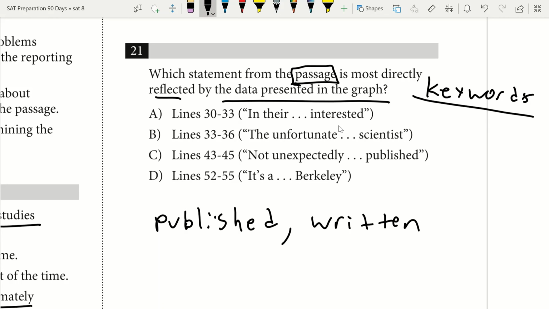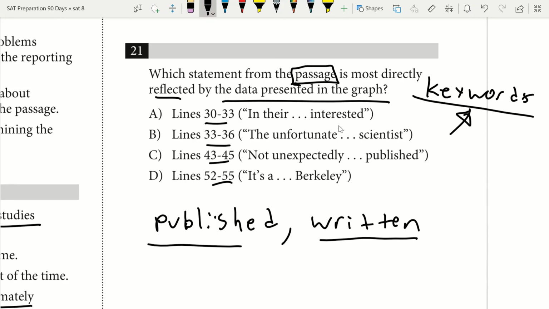Now, if I already knew which lines this is supporting, I'm just going to go find those lines and click those as my answers. Those would obviously be my answers, and I don't have to go through the other ones because I already know where it is. But let's say I forgot where it was. Let's say I don't know if it's in lines 30, 33, 43, 52, or 55. I'm not sure where to start. In that case, I use these keywords. In this case, they come from the graph, and they're going to be published and written, since those are what the graph is showing.